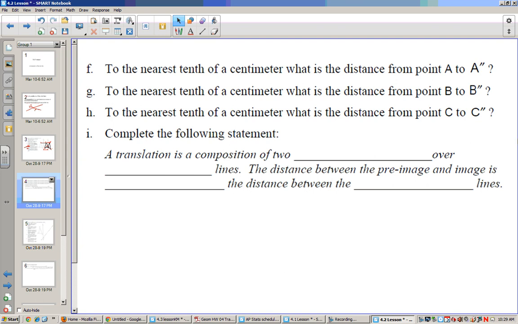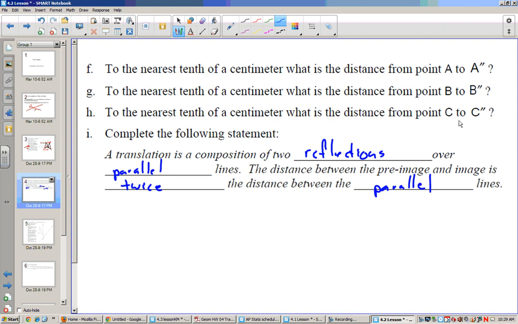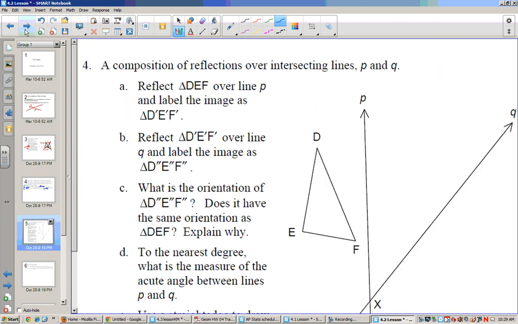A translation is a composition of two reflections over parallel lines. The distance between the preimage and the image is, hopefully you figured out, going to be twice the distance between the two parallel lines. Now this is a big idea, something good to highlight or just note off to the side. This is something that there's going to be questions on.